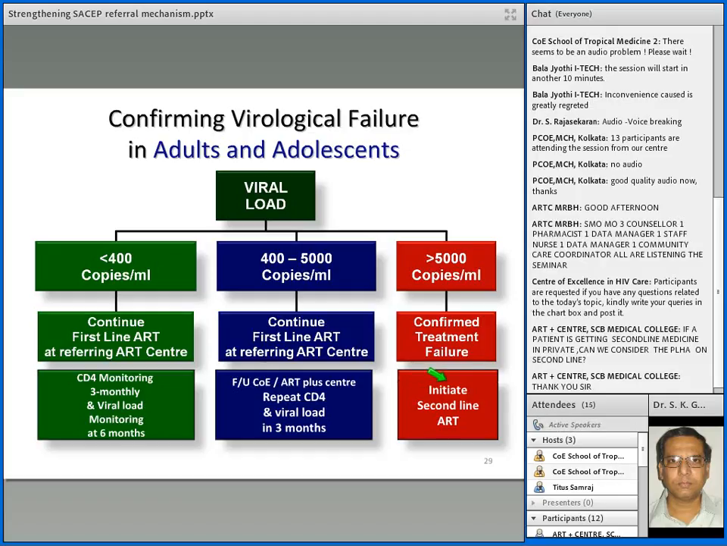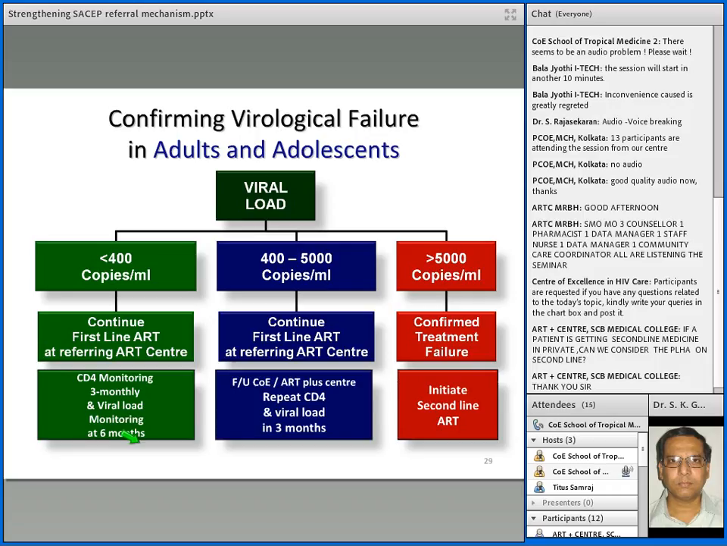It could be less than 400. That means there is virologic suppression. That means the patient has immunologic and or clinical failure, for which the viral load test was done. But then again, you see the viral load is less than 400. There you need to continue first line ART at the referring ART center. But the CD4 count has to be monitored every 3 months, and the viral load has to be monitored after 6 months. So this is important.